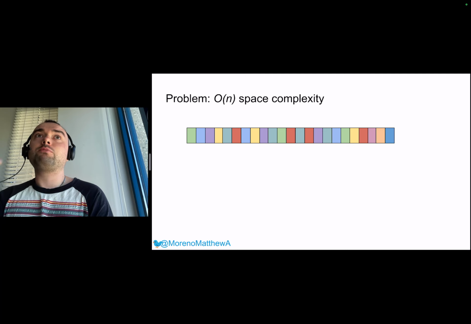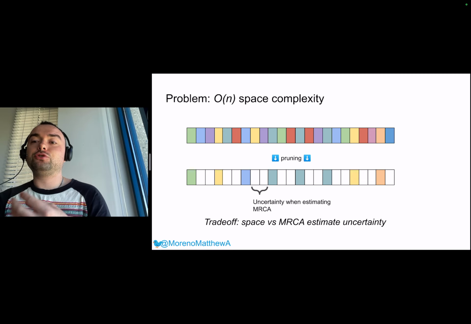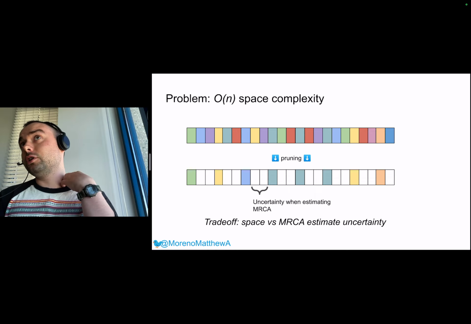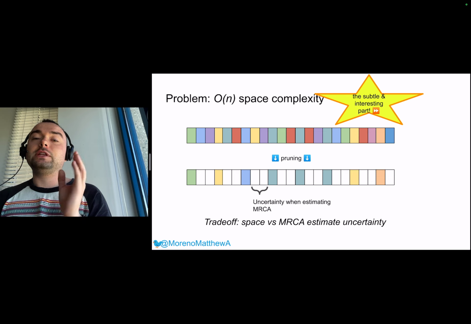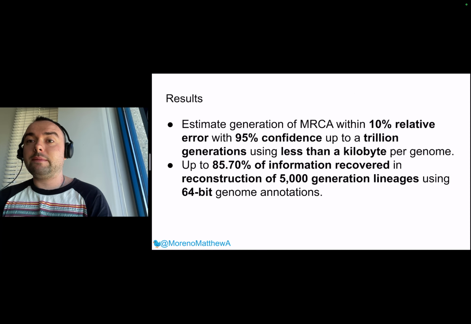One problem you might anticipate here is the space complexity of this approach, and we address it by making a trade-off between the space that we use and the uncertainty that we're willing to introduce into our estimate of the generation window of the MRCA between two organisms by throwing out some of the fingerprints. And this is really the subtle and interesting part of this approach, which I'd be happy to discuss in the poster and take questions about, but I'm going to skip over it in the interest of time.